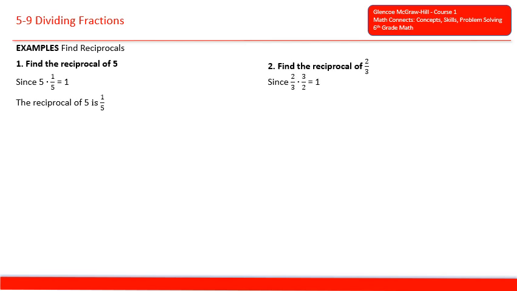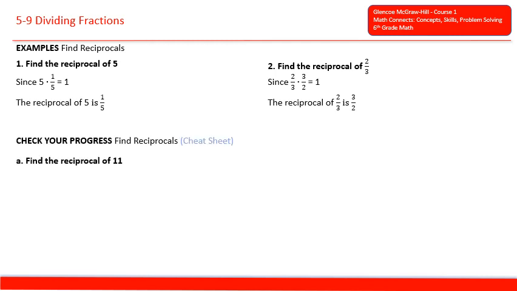Find the reciprocal of 2/3. Since 2/3 times 3/2 equals 1, the reciprocal of 2/3 is 3/2. Find the reciprocal of 11. 11 times 1 over 11 equals 1, so the reciprocal of 11 is 1 over 11. Remember that 11 can be rewritten as an improper fraction, 11 over 1, and then if we take the reciprocal, we simply flip the fraction.